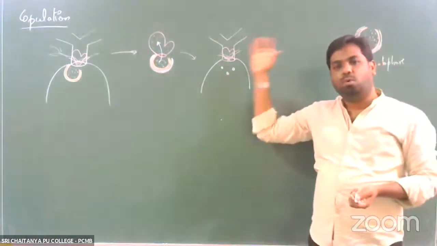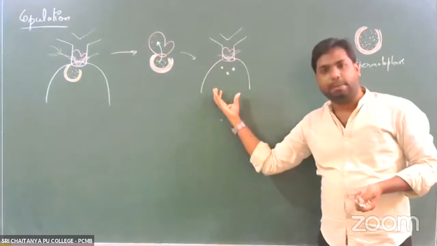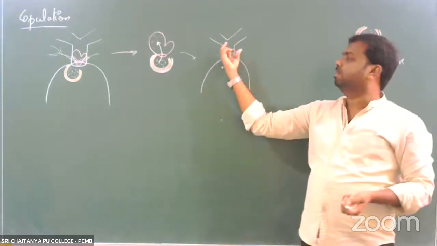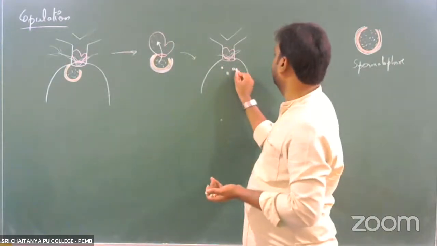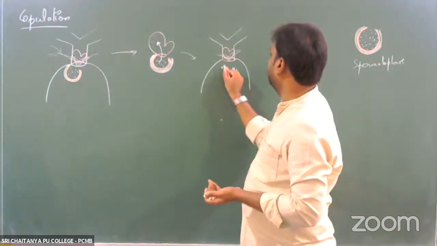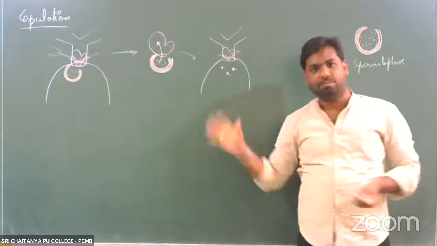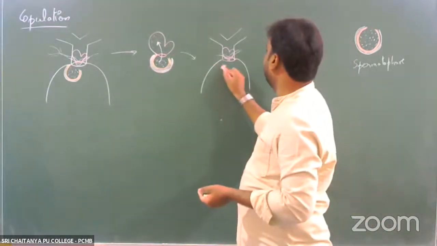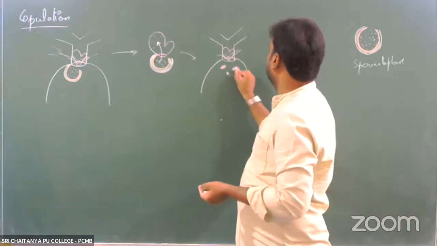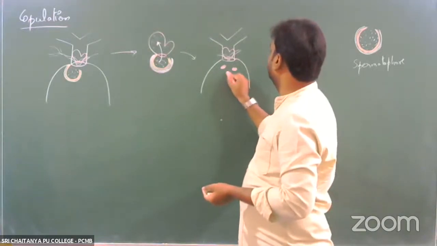As and when the ovums are released into the genital pouch, the sperms from the spermatheca would again be released here. Once the sperms and eggs are present, the fertilization happens. So the process of fertilization occurs, as a result of which there is the formation of zygote.